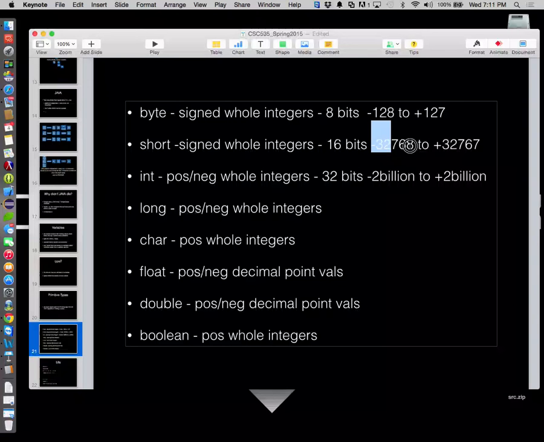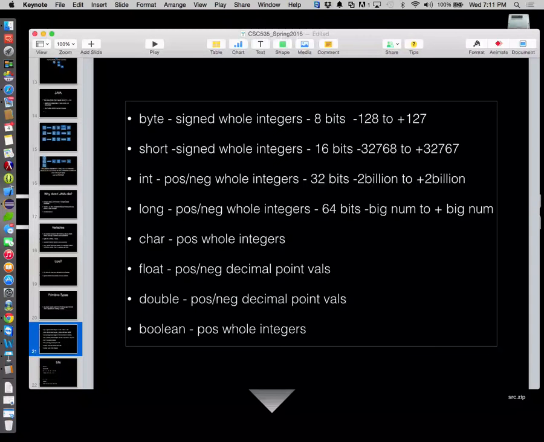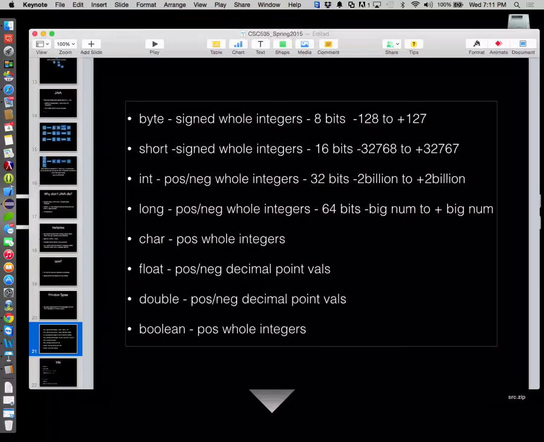Okay, a lot of you wouldn't have remembered this one. All right. Long. 64 bits. Plus or minus 2 to the 63rd. Negative big num to positive big num. Starting to see where we're going with this?